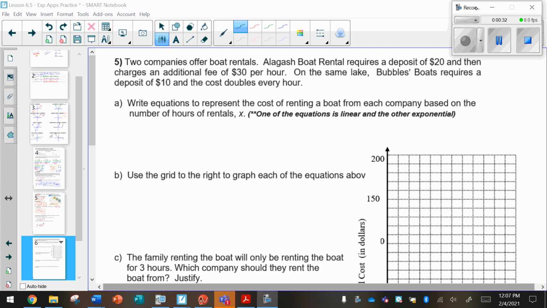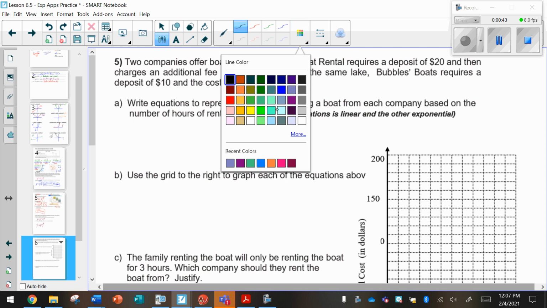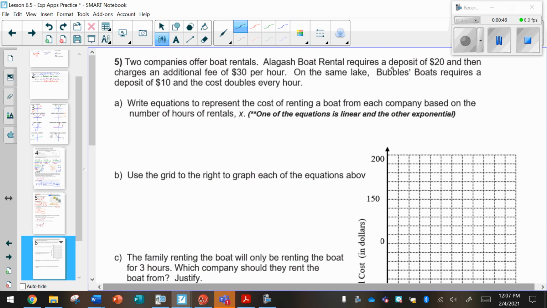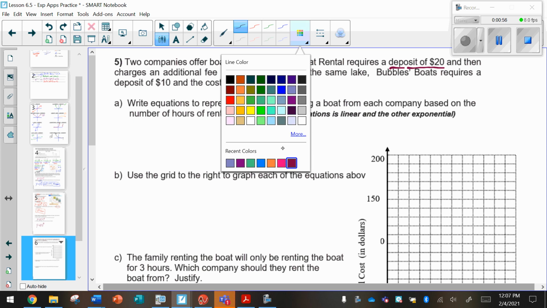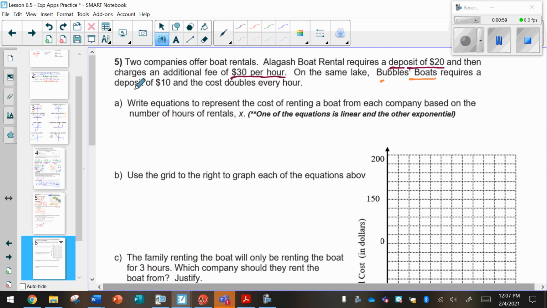The last question talks about two companies that offer boat rentals. The Allagash boat rental requires a $20 deposit, and then it charges an additional fee of $30 each hour. On the same lake, Bubbles' boats requires a deposit of $10 and the cost doubles every hour. We are going to write equations that represent the cost of renting a boat from each company based on the number of hours of rentals.